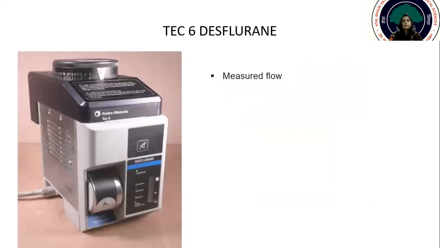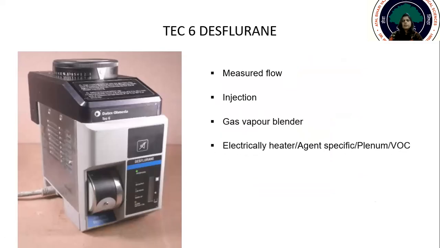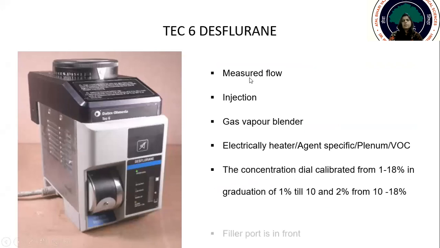Now coming to the Tech 6 vaporizer, which is specifically for desflurane. It is not a measured flow type of vaporizer like the copper kettle we learned previously. The method of vaporization here is different: injection. It is a gas-vapor blender type of vaporizer, which is electrically heated. You can see there's a cord here, and it is externally heated. It is agent specific for desflurane, a plenum type of vaporizer which offers high resistance. Thus, it can be used only outside the circuit.